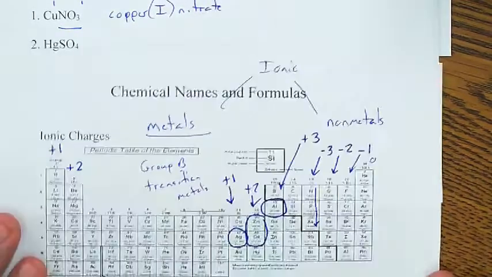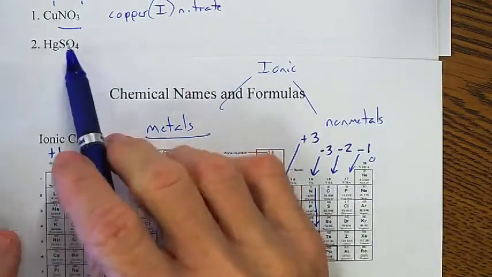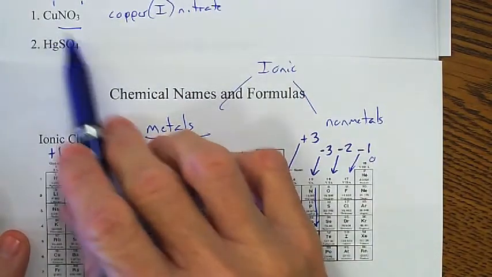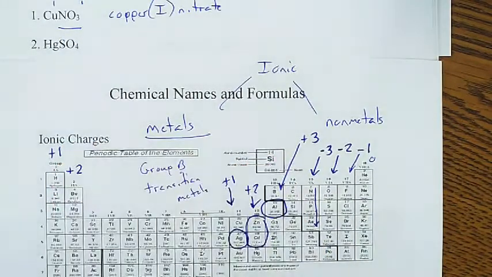HgSO4. Again, they didn't bring any numbers down. How do you know that? Or how do I know that? This would be in parentheses if they brought a number larger than 1 here. And if they brought a number from sulfate, it would be right below the Hg. So there, it's either mercury 1 or mercury has the exact same charge as sulfate because they've simplified it.